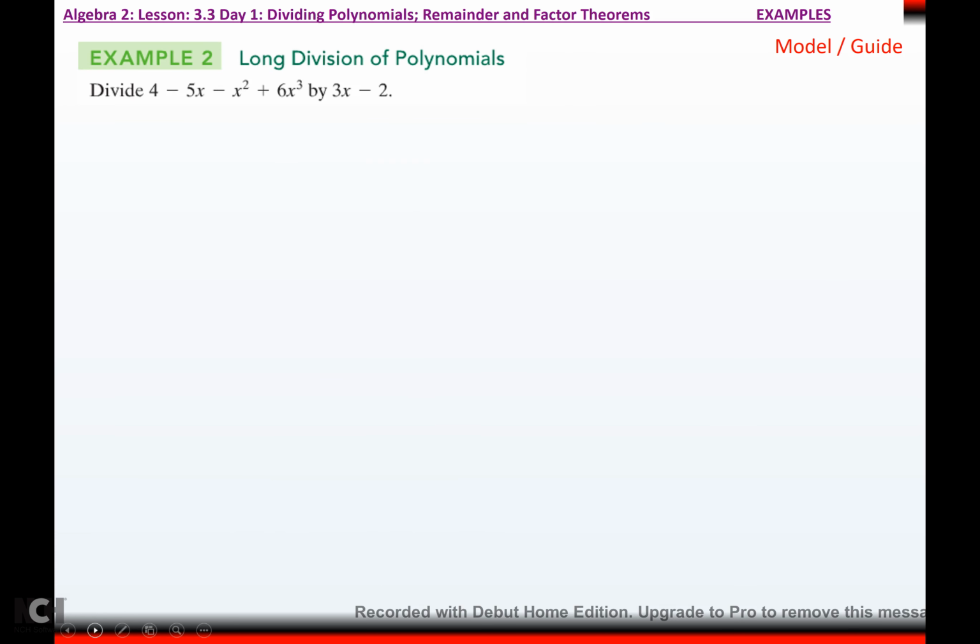Alright, let's try another one. Now your author's a jerk. Here's your gang, all messed up in the wrong order. Alright, so they're going to go into their little lair, but I'm going to write it in order. 6x cubed minus x squared minus 5x plus 4. And I'm dividing that by 3x minus 2.